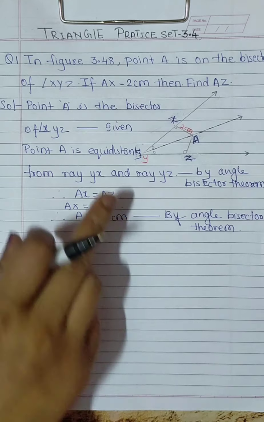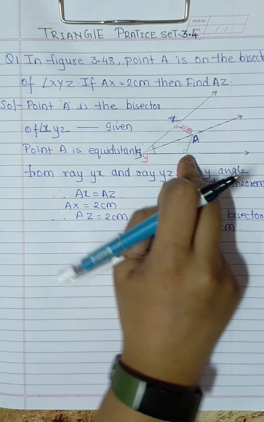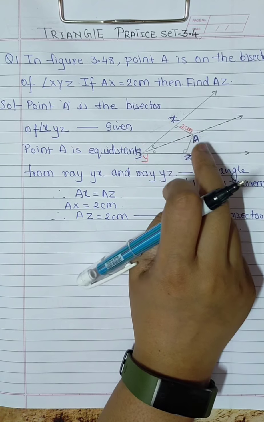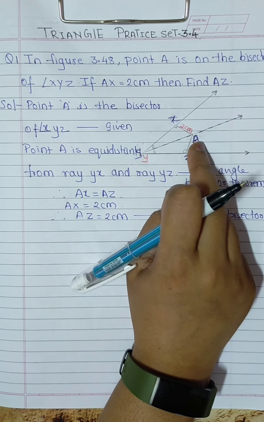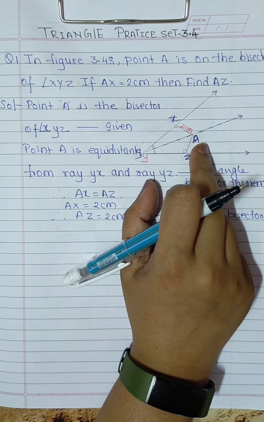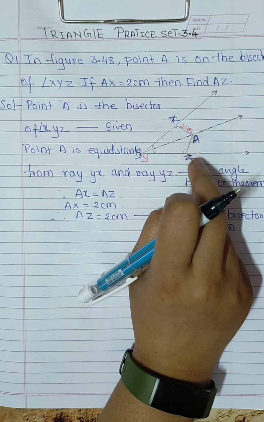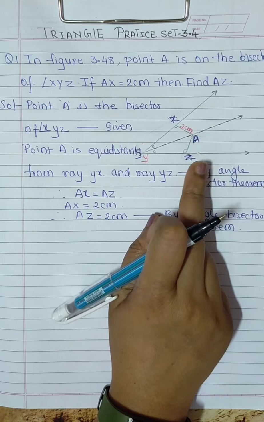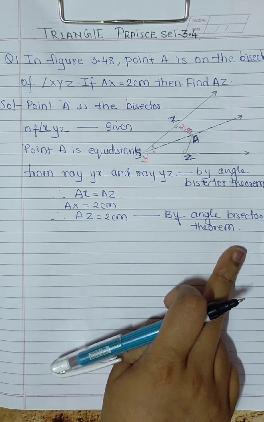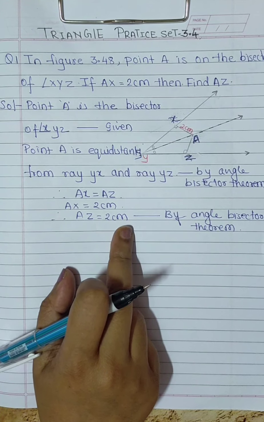I hope you understood. Here, if this angle is right angle and it is opposite to this angle, this is also right angle, and if this is 2 centimeter, this is also 2 centimeter by angle bisector theorem. Our point lies on the bisector at an equal distance. That is also one of the reasons you can write, but I am writing by angle bisector theorem. It is very easy to understand. So we have found AZ equal to 2 centimeter.